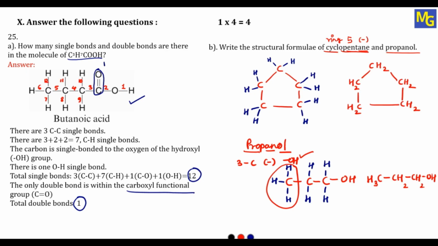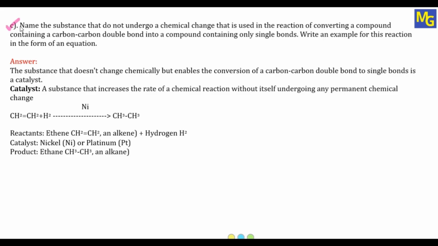Now the C question is, you see it is very big but it is very simple. Let me read first. Name the substance that does not undergo a chemical change that is used in the reaction of converting a compound containing carbon-carbon double bond into compound containing only single bonds. Write an example for this reaction in the form of an equation. So here we are going to write the reaction of converting carbon-carbon double bond into carbon-carbon single bond. And during this reaction, we are going to use one substance which will help for this reaction. And then we have to write one example. Simple. So see the answer.